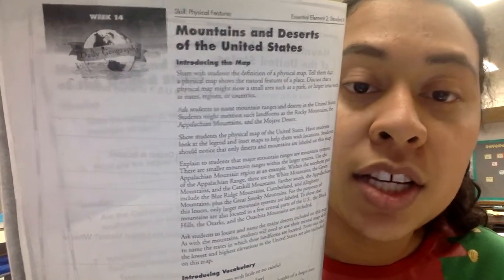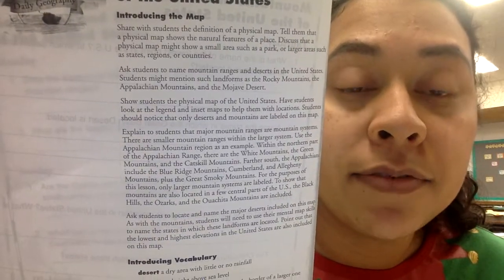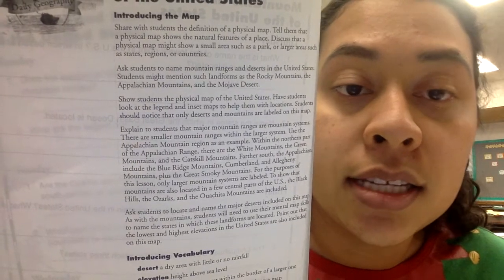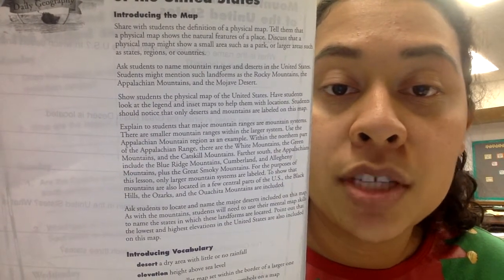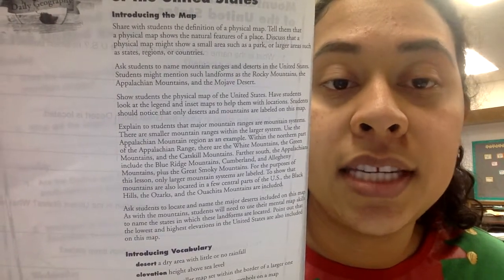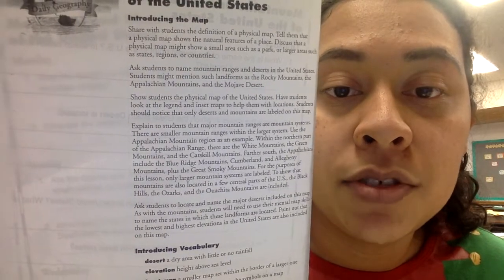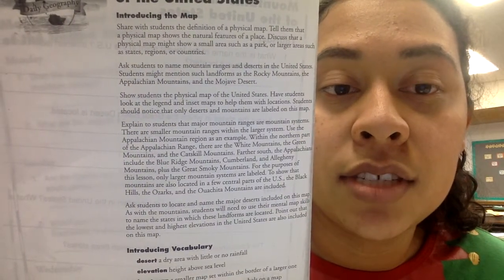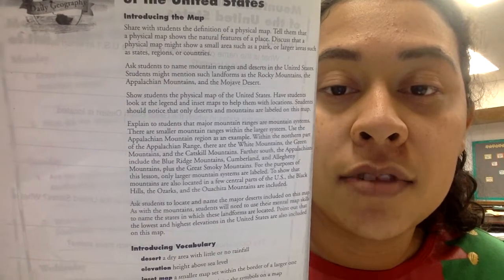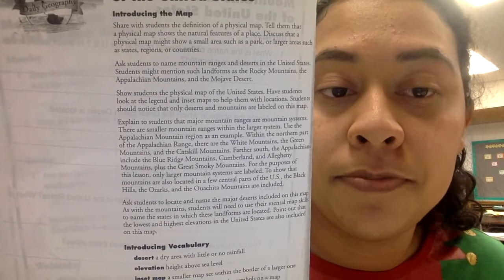Introducing the map. Share with students the definition of a physical map. Tell them that a physical map shows the natural features of a place. Discuss that a physical map might show a small area such as a park or larger areas such as states, regions, or countries. Ask students to name mountain ranges and deserts in the United States. Students might mention such landforms as the Rocky Mountains, the Appalachian Mountains, and the Mojave Desert.